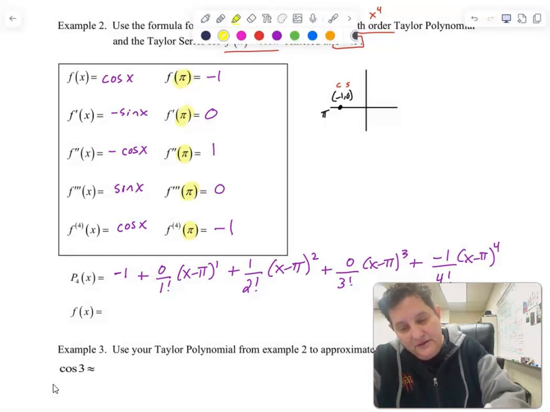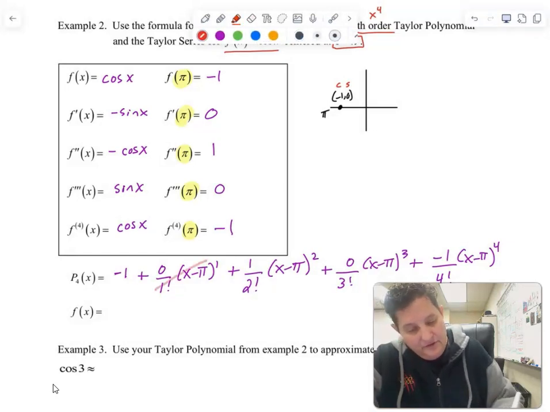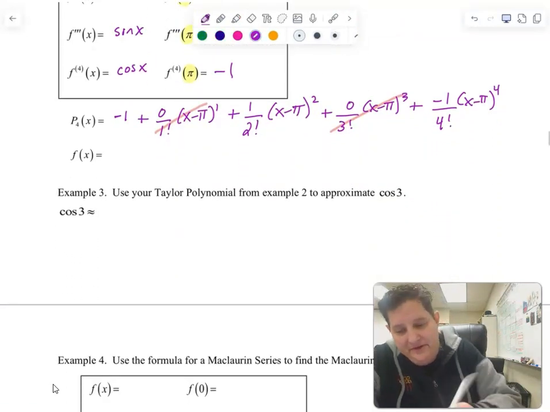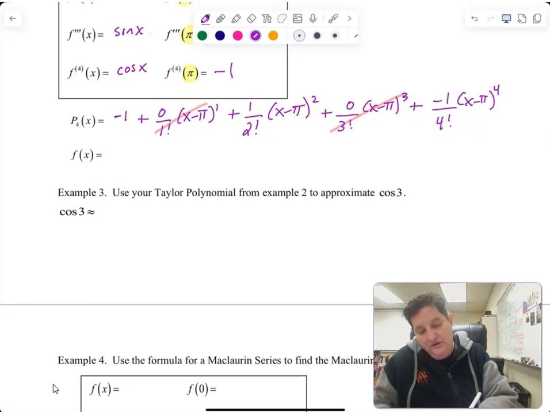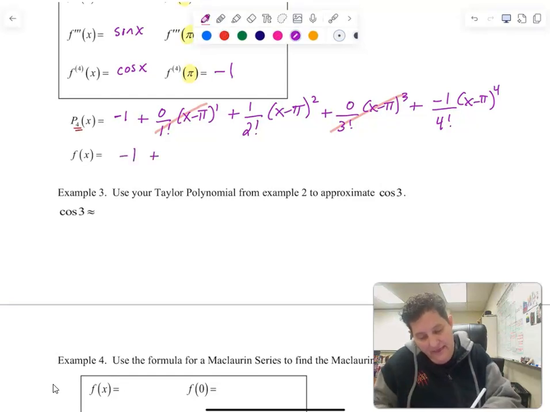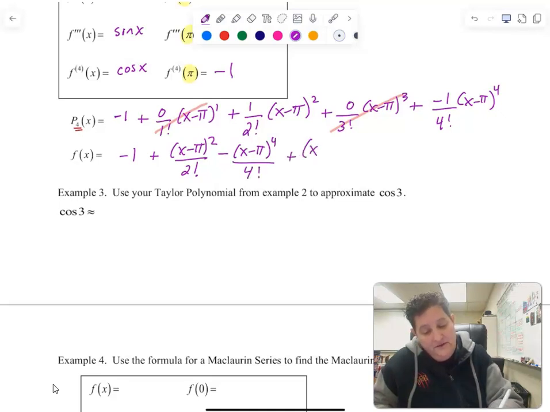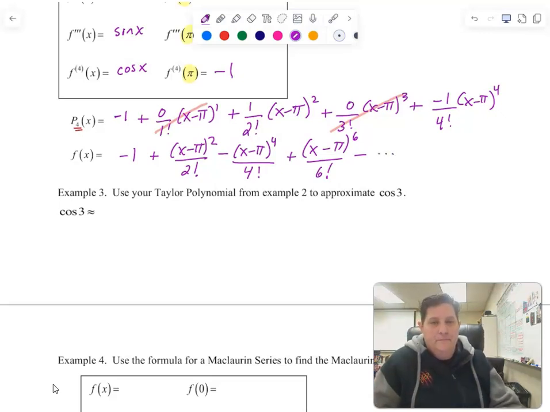Which means that every other term is becoming 0. So let's see if we can figure out the pattern. Now, not just going to 4, but extending out to infinity: negative 1, and then it's going to be x minus pi squared over 2 factorial, and then minus x minus pi to the 4th over 4 factorial, plus x minus pi to the 6th over 6 factorial, minus, and it's going to go along like that. Alright?